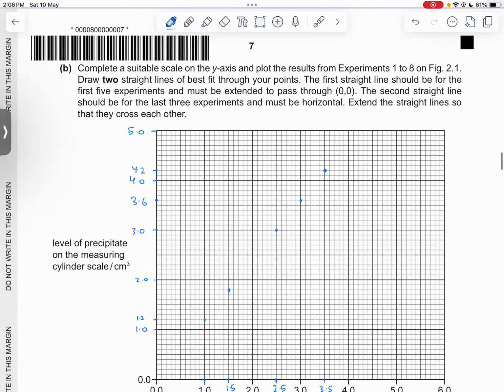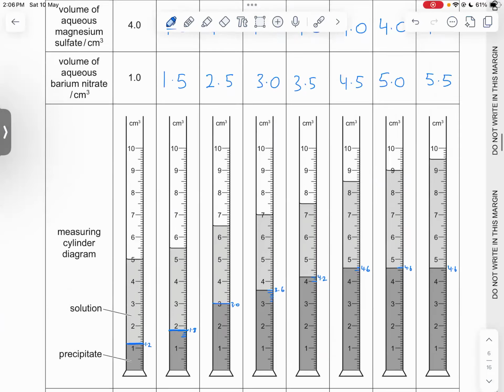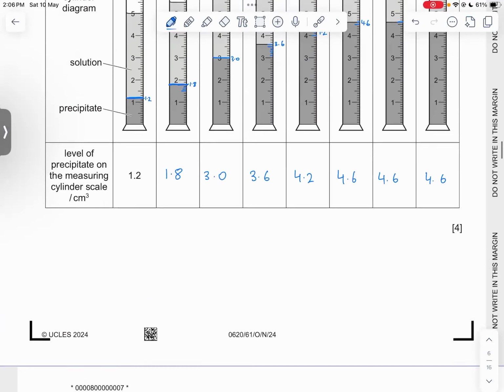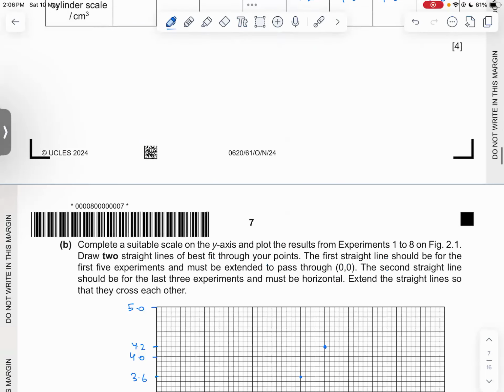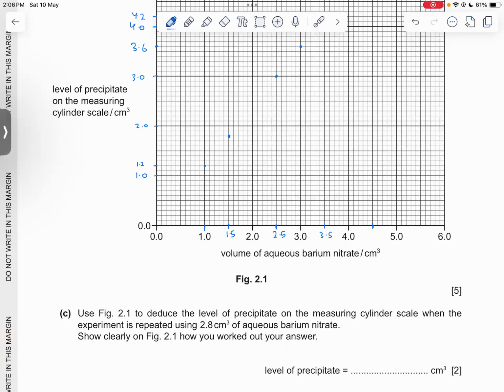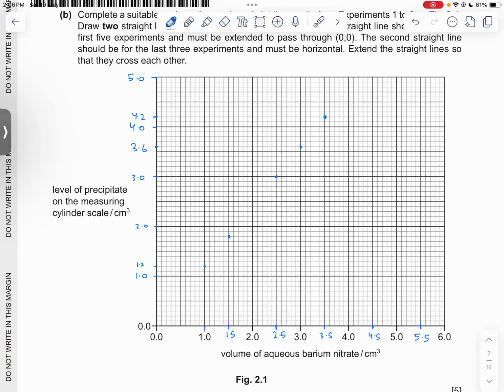All right, and then after 4.2, at 4.5, 5.0, and 5.5, 4.6 centimeter cube is produced. On all three of them, 4.6 centimeter cube is being produced. So at 4.5, at 5.0, at 5.5.